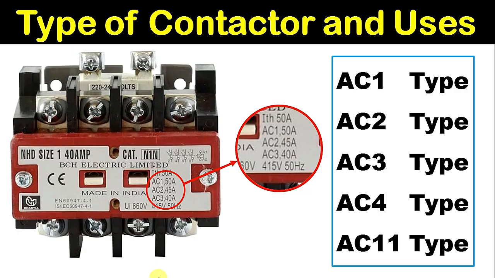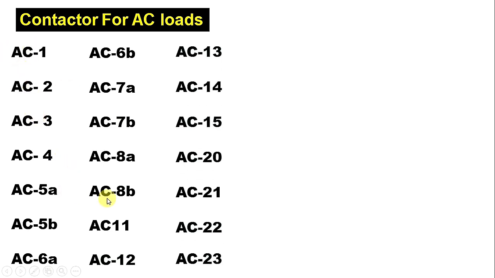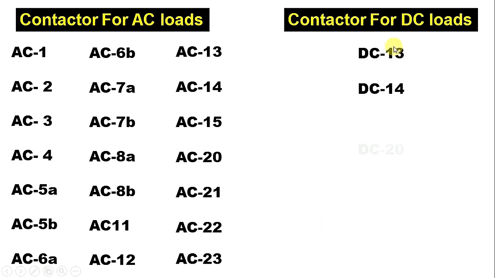If AC1 or AC2 or AC3 is written on any contactor, then it tells which type this contactor is. If we talk about AC loads, AC load means equipment which works on AC power supply. For these types of load, various types of contactor are there like AC1, AC2, AC3, AC4, 5A, 5B, 6A, 6B, 7B. Besides, for DC load, these types of contactor are there like DC13, DC14, 20, 21, 22, 23. You will get these types of contactor for DC load.